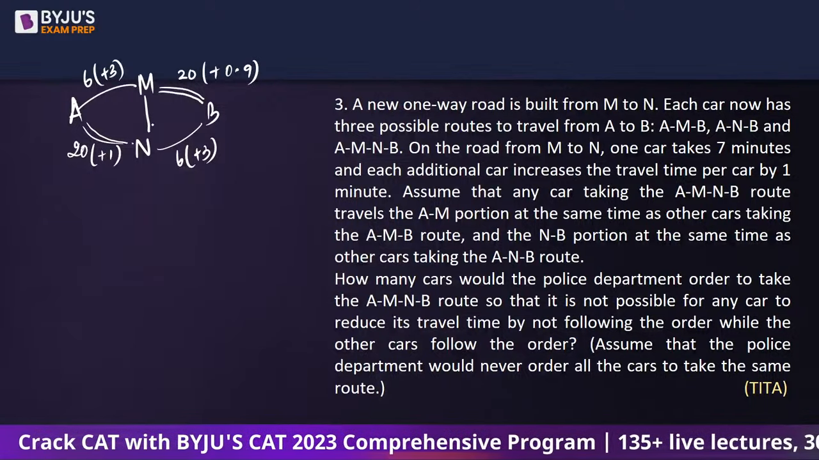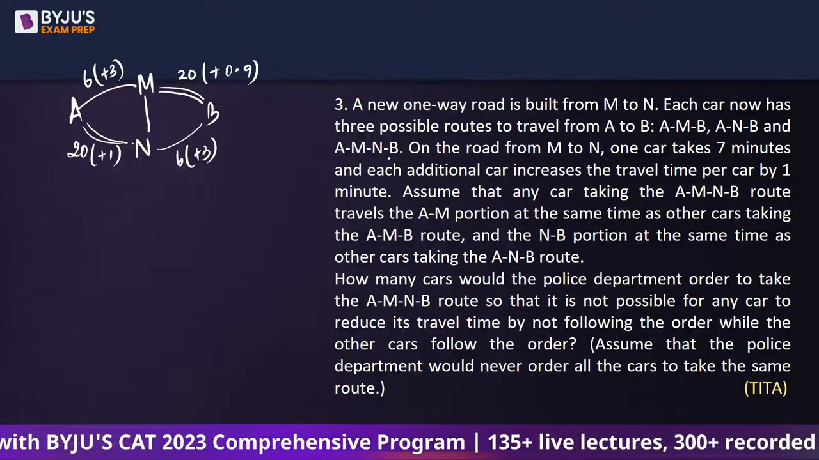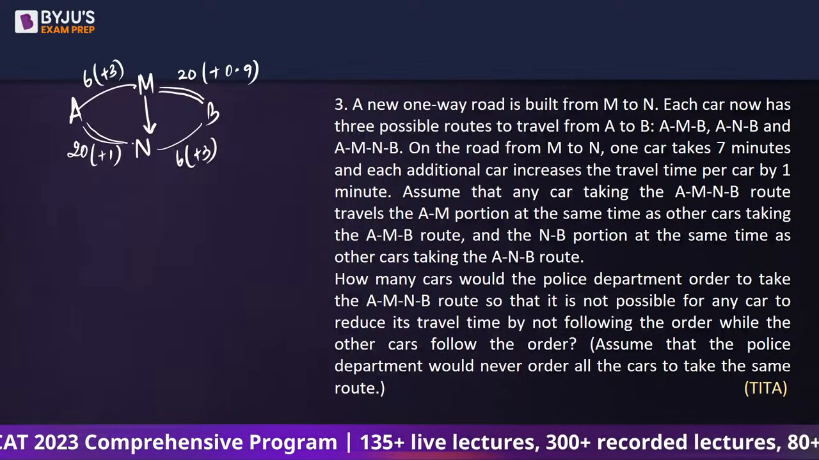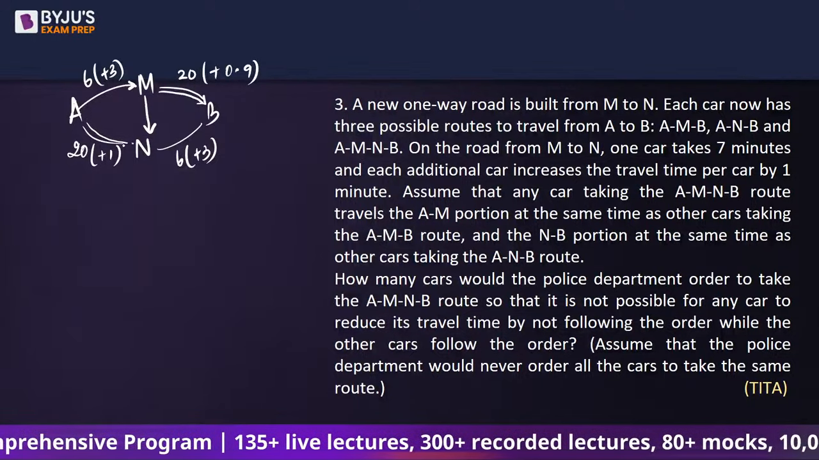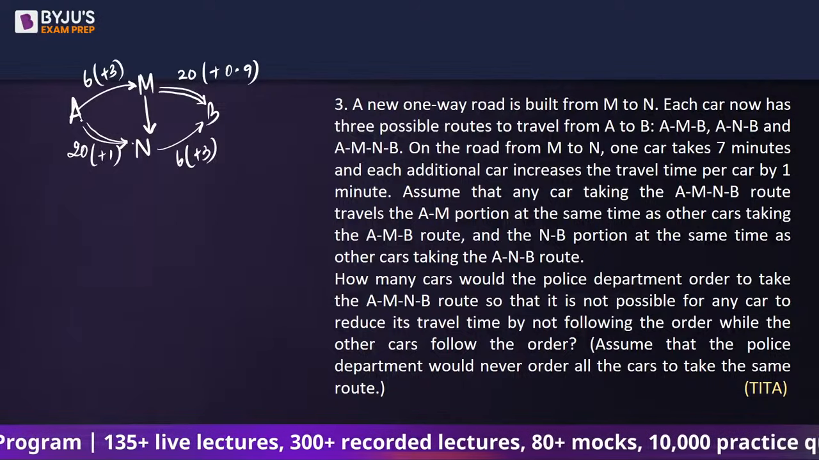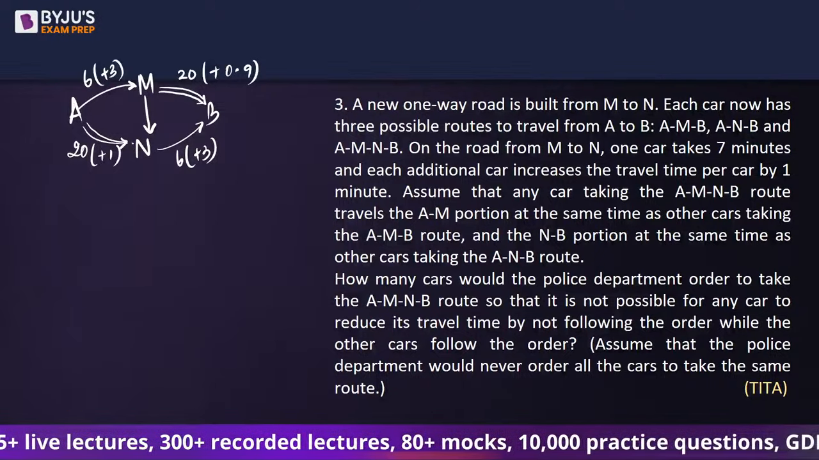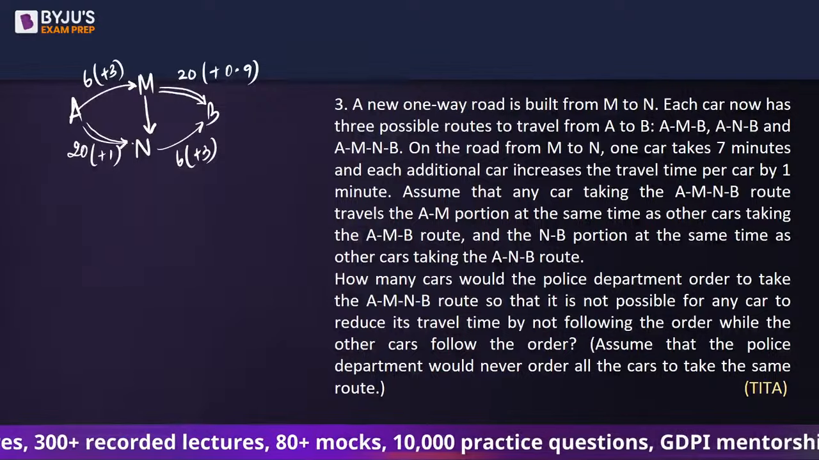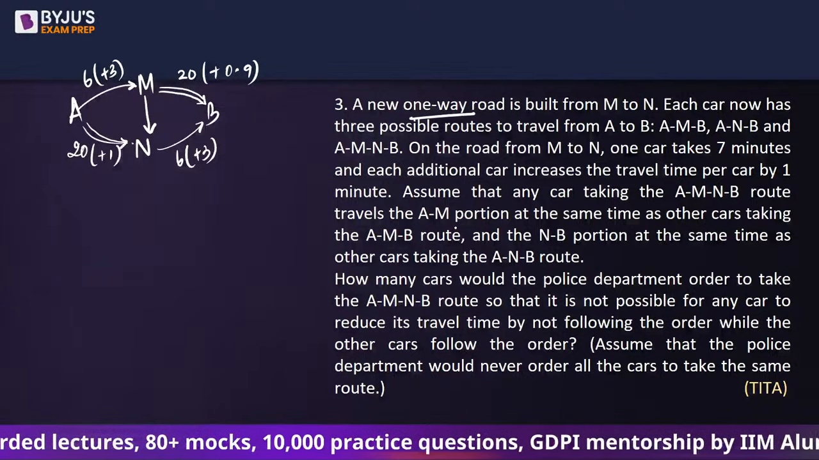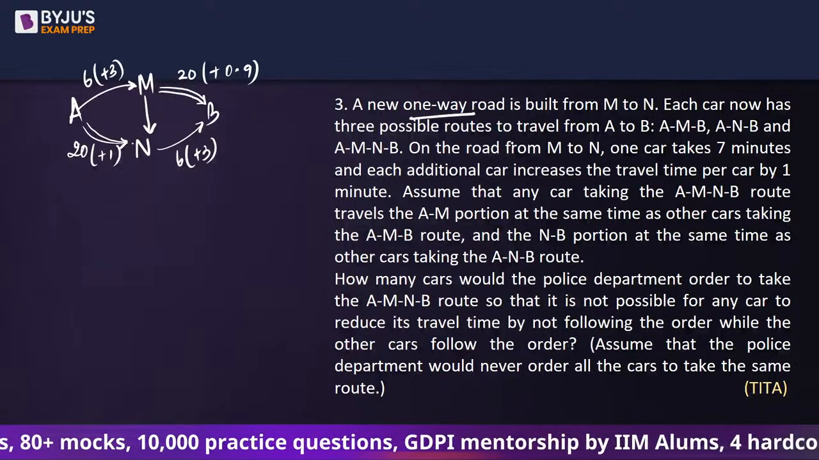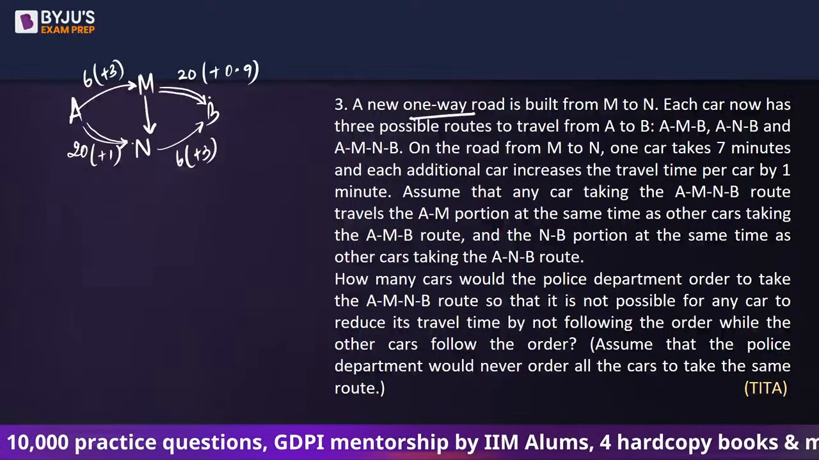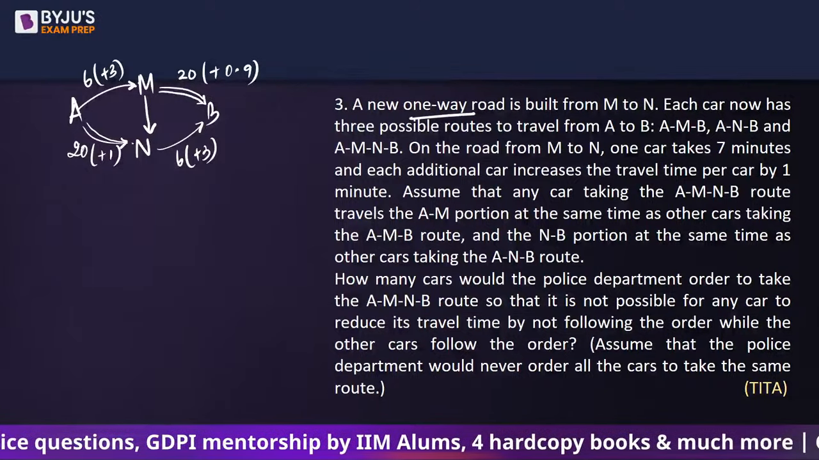Now there is a new road from M to N. ठीक है, ये M to N ही जाएगा. So please follow the arrow. So nobody can take A N M B. वो A M N B हो सकता है. So MN is a one-way road. Now each car has 3 possible routes to travel from A to B: A M B, A N B, and A M N B. Right?